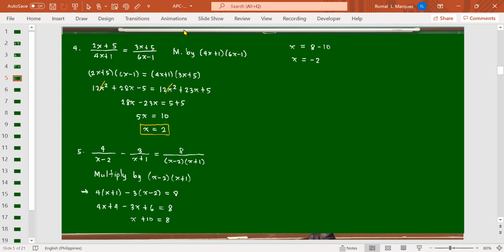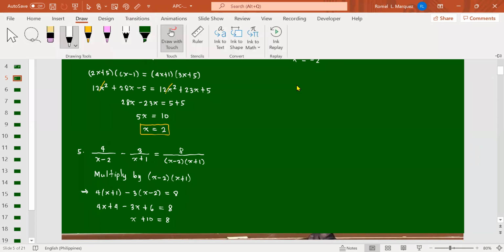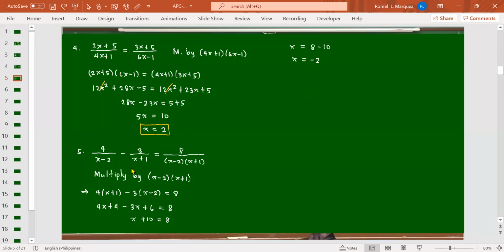Okay, guys? So did we get the restriction? Any of the restrictions? We did not. So we do not want x equals 2. We do not want x equals negative 1. But we did not get any of such values. Therefore, we accept this value x equals negative 2.